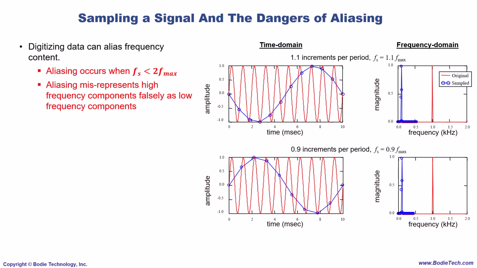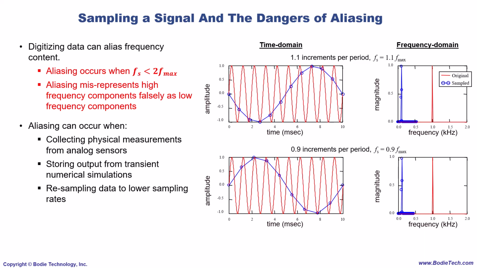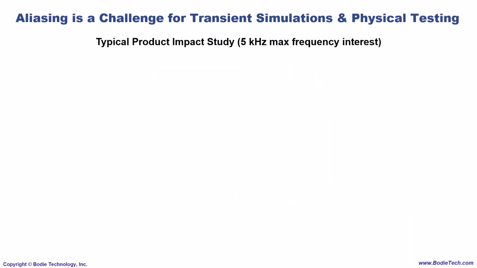Aliasing misrepresents high-frequency components falsely as low-frequency components, and it can occur when taking physical test data or storing output from transient numerical simulations, such as explicit dynamics or other analysis codes. It can also occur when you decide to represent existing data with a fewer number of points. Our training will teach you multiple approaches to avoid the nightmare of aliasing.